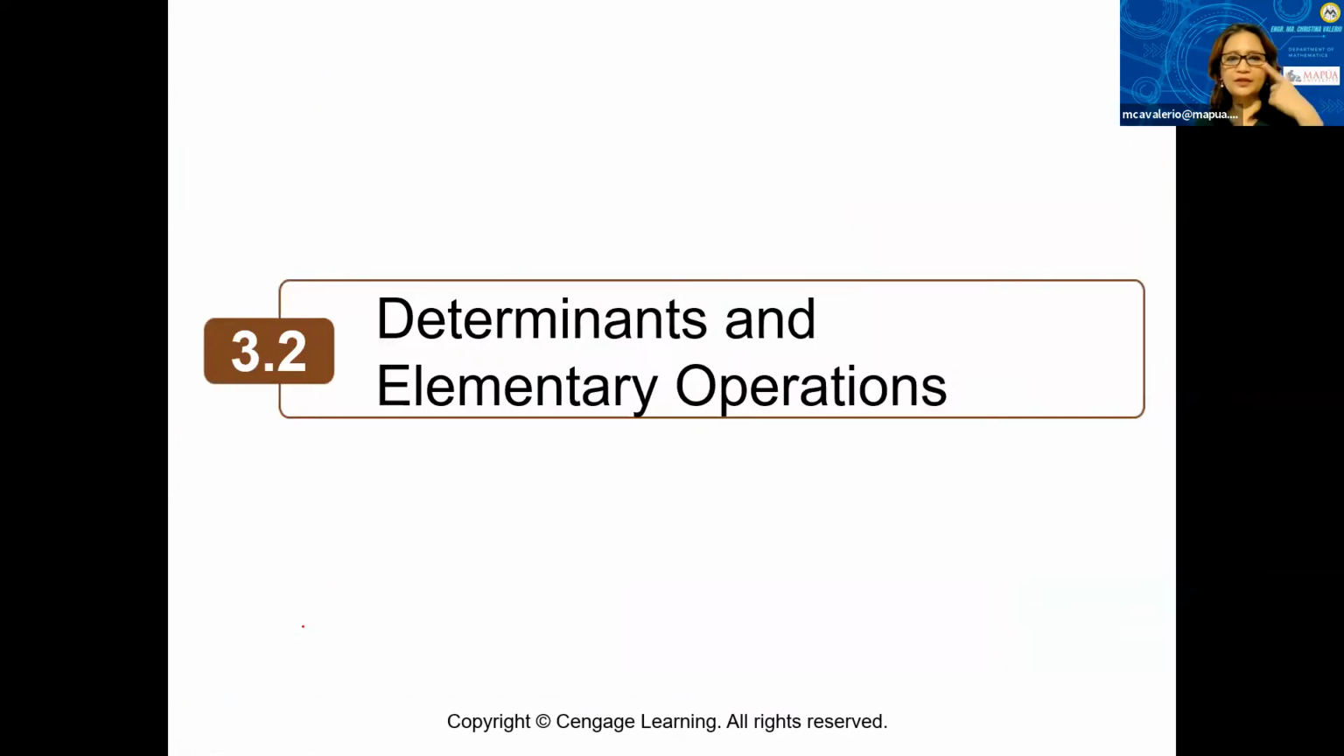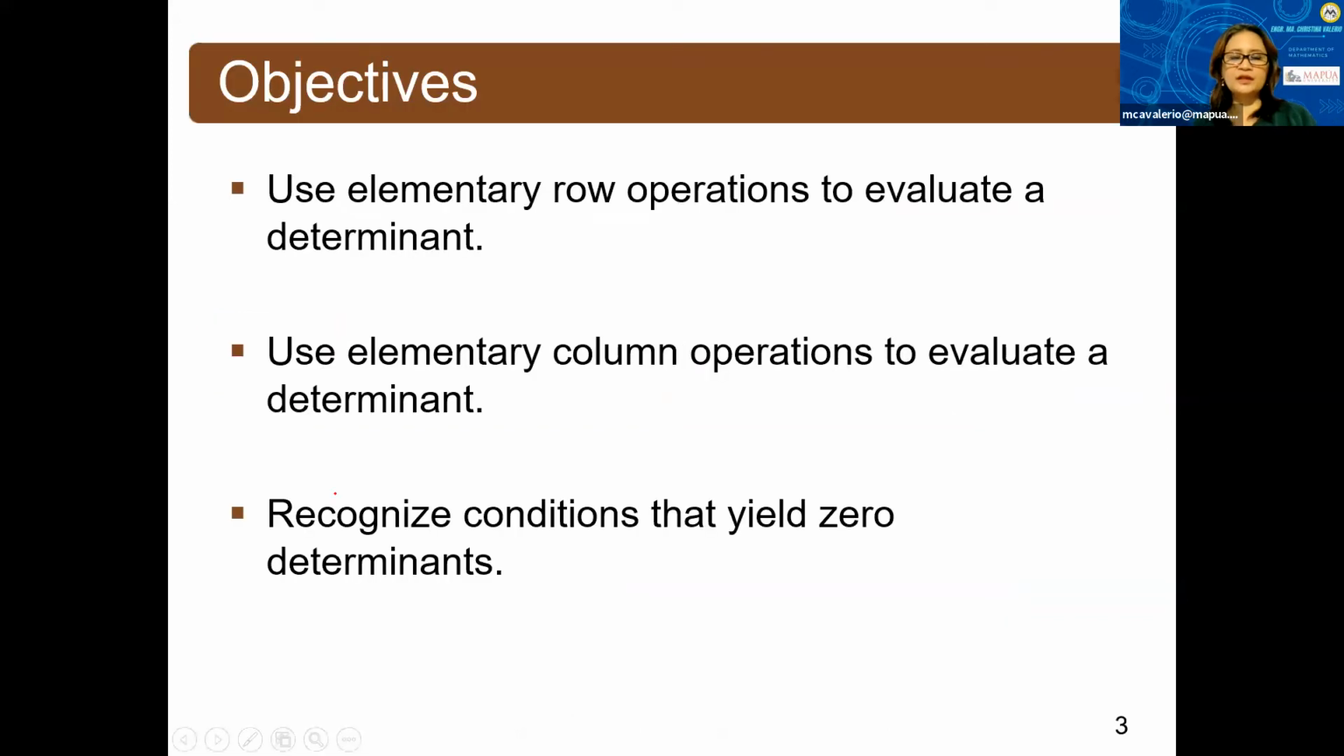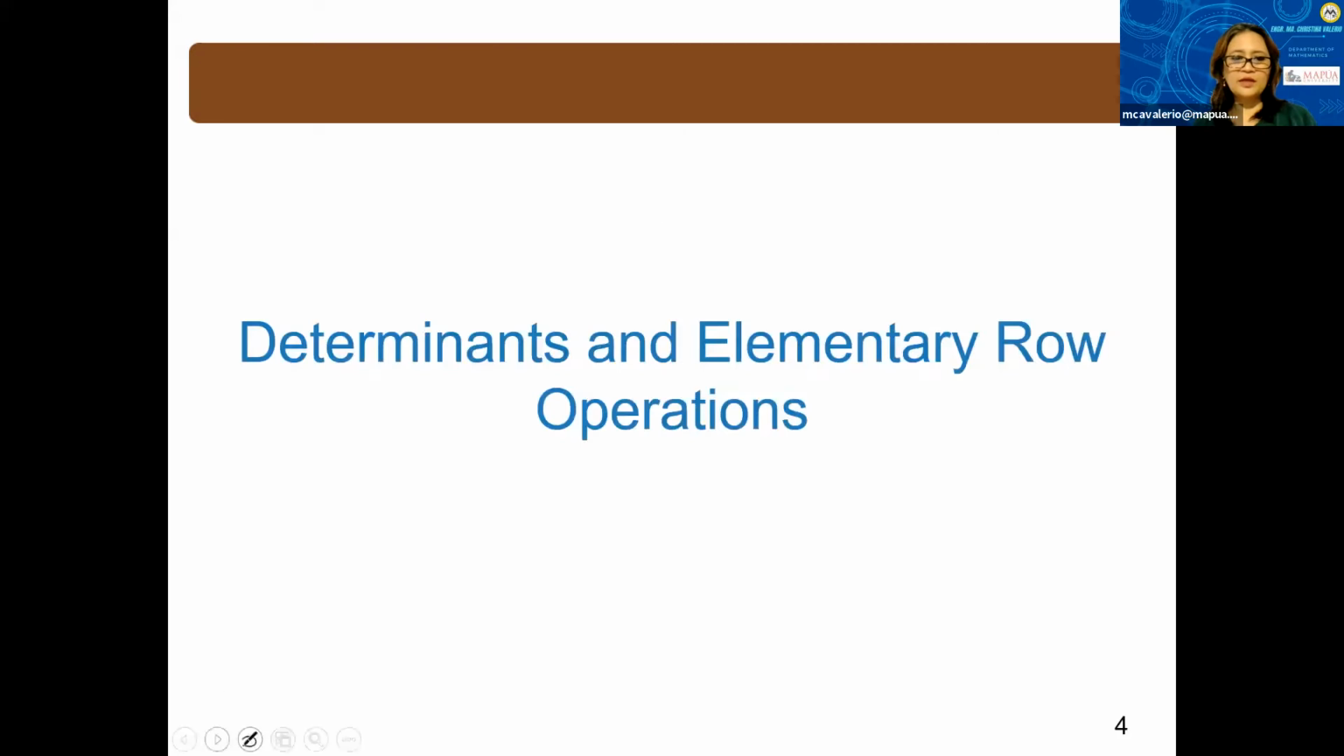Okay, so we will have determinants and elementary operations. The objectives for this lesson: at the end of the study, you should be able to use elementary row operations to evaluate a determinant, use elementary column operations to evaluate the determinant, and recognize conditions that yield 0 determinant. Beginning with the effect of elementary row operations on the determinant of a matrix.